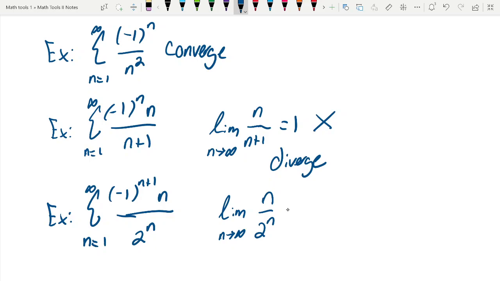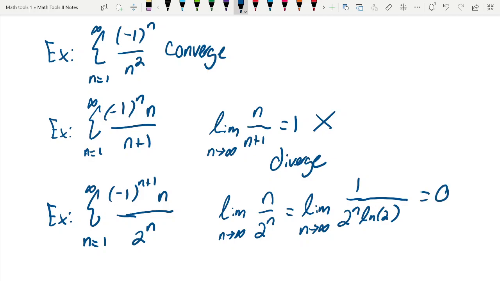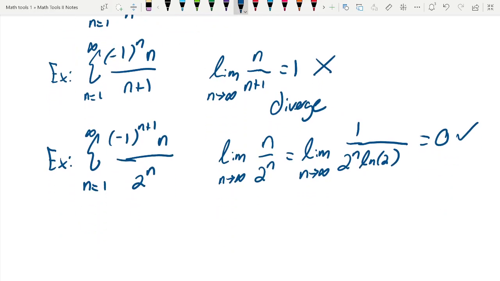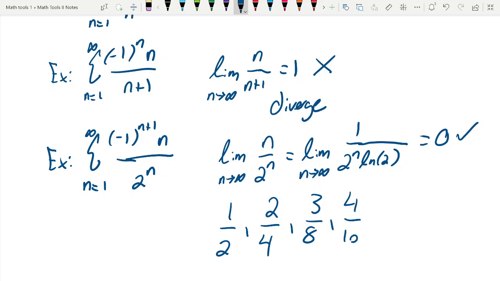Okay, so here we would need L'Hopital's rule because we're going to get infinity over infinity there. So this will be 1 over 2 to the n natural log of 2. And now this is going to 0, because the bottom's going to infinity. So condition 1 is good. And then is it a decreasing sequence? It sure looks like it is. We're going to have 1/2, 2 fourths, so here it's just equal, that's fine though, 3/8, 4 16ths. So it is getting smaller.